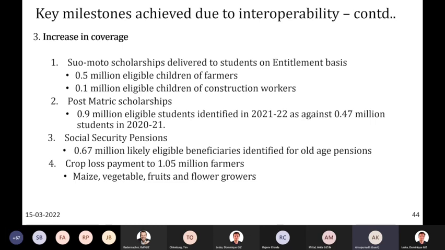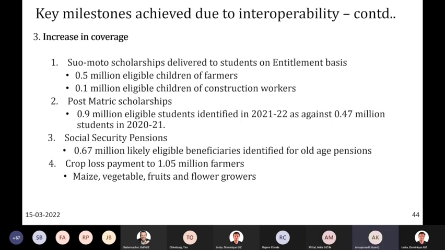Due to interoperability using Kutumba, we have seen an increase in coverage of beneficiaries also. Scholarships which have been delivered to students, about 0.5 million farmer children, construction worker children are also being paid. Post-matric scholarship, it was found that 0.9 million eligible students were identified as against 0.47 million students who applied in 2021. Social Security pensions, about 0.67 million were identified eligible for old age pensions and are being covered.